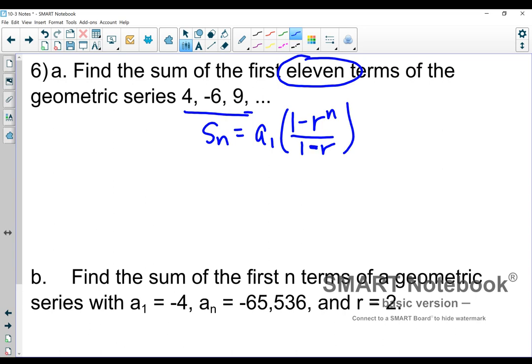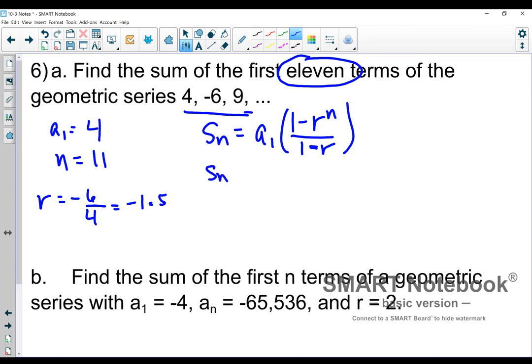So let's think about what information I need. Well, I need A1, and I have that. A1 is 4. I need n, and if I am figuring out the sum of 11 terms, then n equals 11. But I don't know r, so that's the last thing I have to find. So to get r, I'm going to take -6 and divide by 4. And that gives me a -1.5. And I could just double check it and take 9 divided by -6. I get the same thing. So now I have everything I need to plug in here.